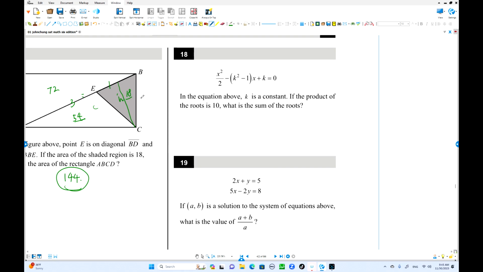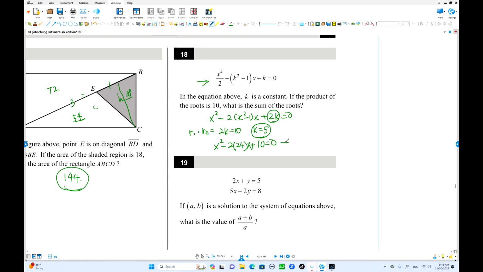Number 18, the product of the roots is 10, okay? When you simplify it, times 2, that is better. x squared minus 2, k squared minus 1, x plus 2k equals 0. You can use this one directly, it doesn't matter, okay? The product of the roots is what? Last one, c over a is 2k, right? Product of roots, so r1 times r2 equals 2k. That equals 10. From here we can get the value of k is what? 5. Put this number 5 there. x squared minus 2 times 25 minus 1 is 24, and plus 10 equals 0.